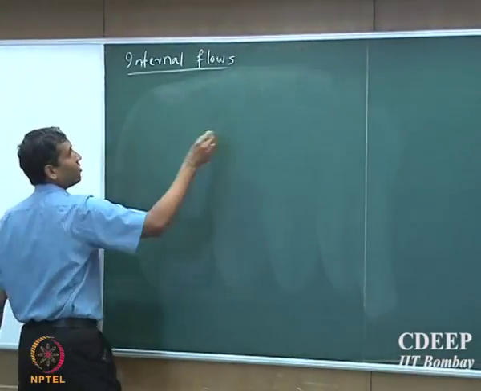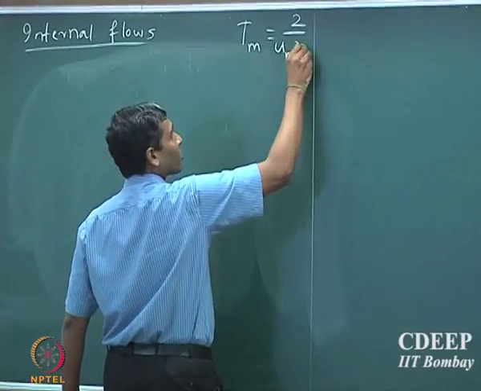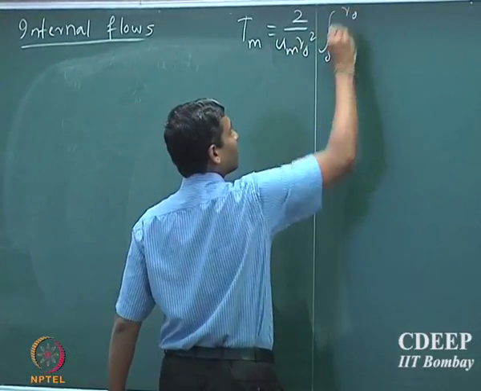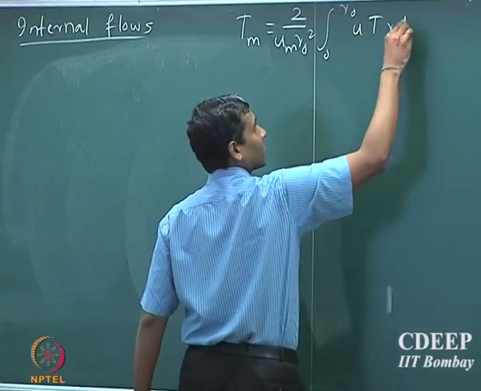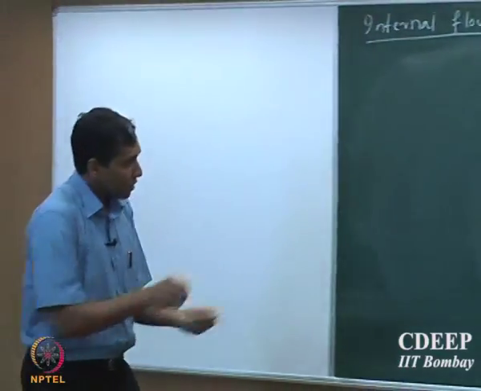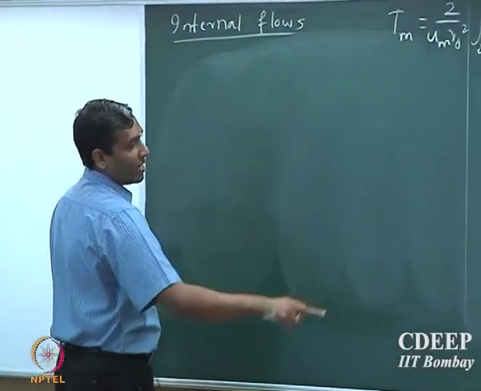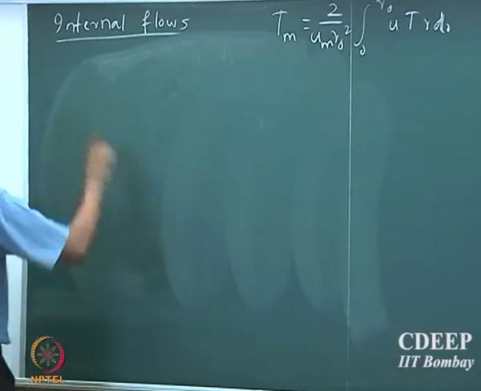So now we know that Tm, which is the average temperature, is 2 by r naught square integral 0 to r naught u T r dr. Okay. So the objective is I want to find the mean temperature. Remember I told you that the mean temperature or the average temperature and the local temperature, there is some similarity between them, and therefore we can actually see that the temperature profiles are similar. So we are going to see that in a little bit more rigorous way as to how it is similar.